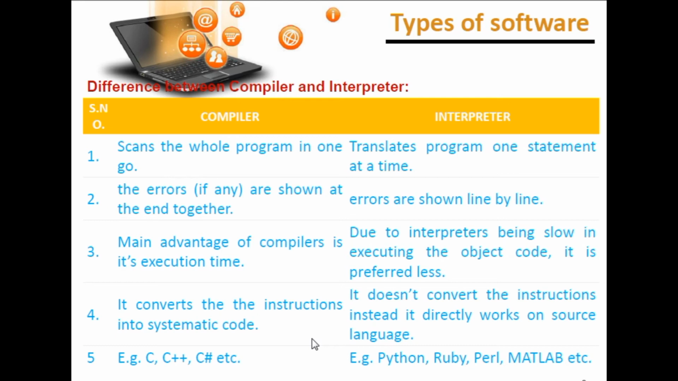In interpreter, errors are shown line by line, quickly. The third point: the main advantage of compiler is its execution time, while the interpreter is slow in execution, so its object code is preferred less. Fourth point: the compiler converts the instruction into a systematic code, whereas the interpreter doesn't convert the instruction, instead it works directly on source language. Fifth point, the compiler examples are C, C++, C#, etc. Interpreter examples are Python that we are using in this session, Ruby, Perl, MATLAB, etc.